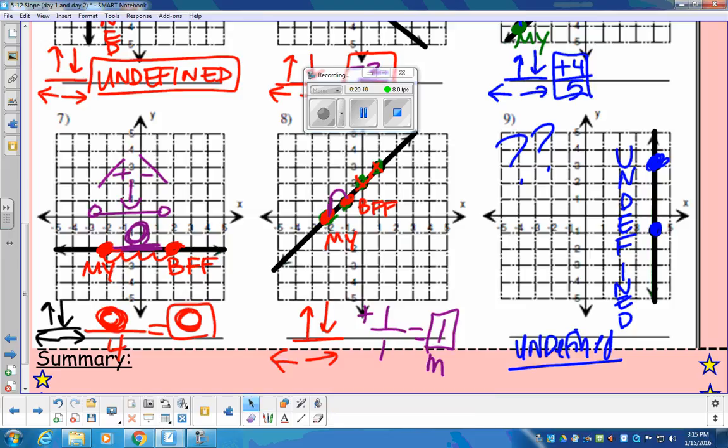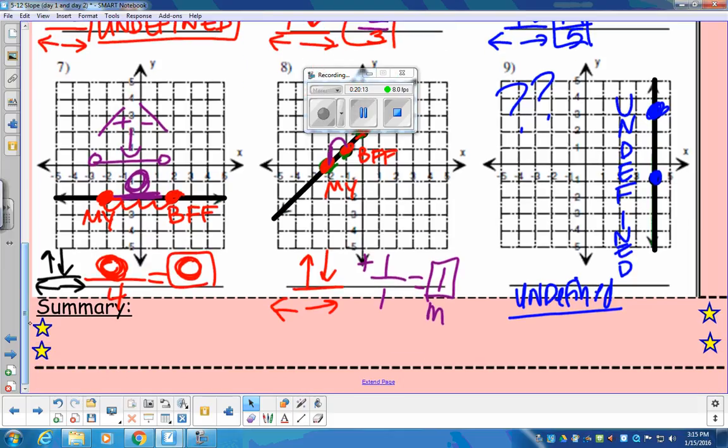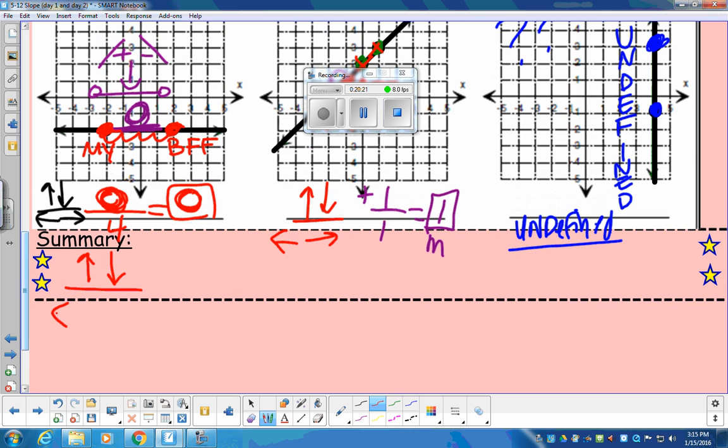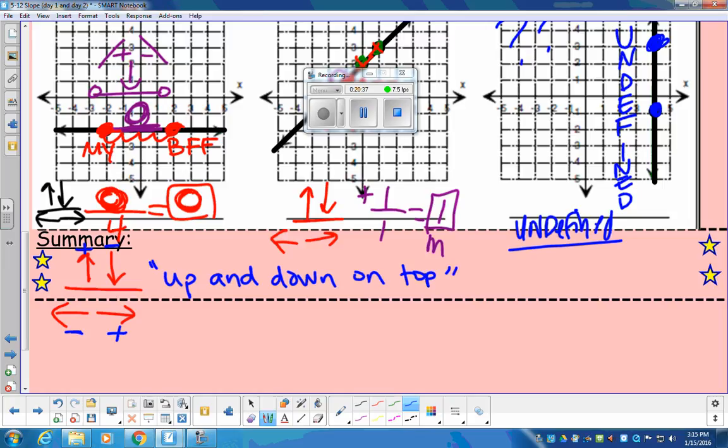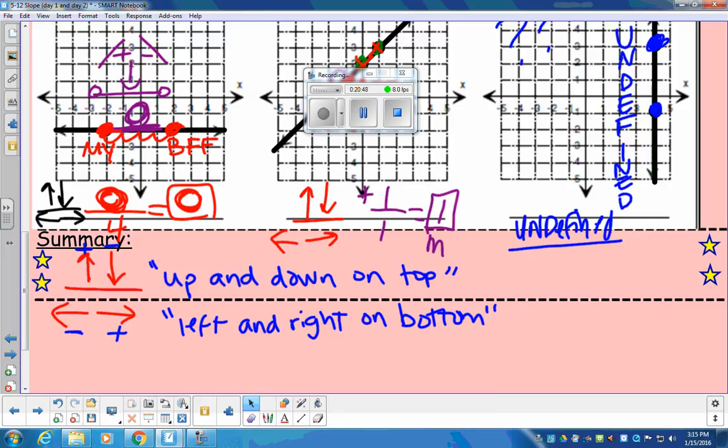Impossible event. So for your summaries today, you're thinking of up and down on top, left and right on bottom, with the signs that go with it. This is positive and negative. This is negative and positive. So up and down on top, left and right on bottom. Up and down on top, left and right on bottom.